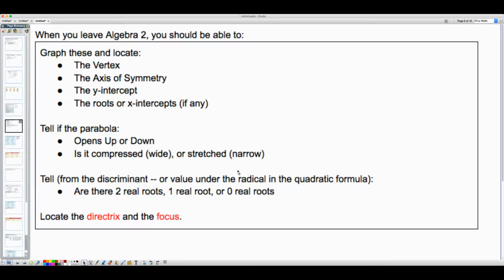When you leave Algebra 2, you should be able, and much of this is from Algebra 1 as well, to locate on a parabola the vertex, the axis of symmetry, the y-intercept, the roots on the x-axis, x-intercepts as well, if there are any. If it's imaginary, you won't have any. You should be able to tell if it opens up or down, if it's compressed or narrow or stretched. And from the discriminant, you're going to tell if there's 1 real root, 2 real roots, or 0 real roots. And today we're also going to do finding the directrix and the focus.